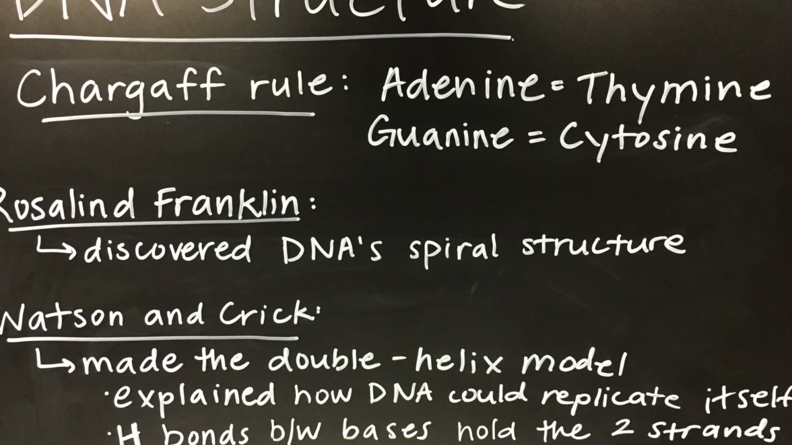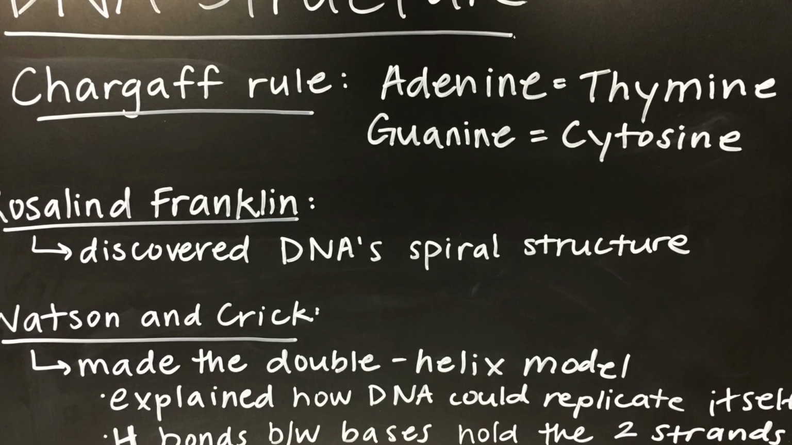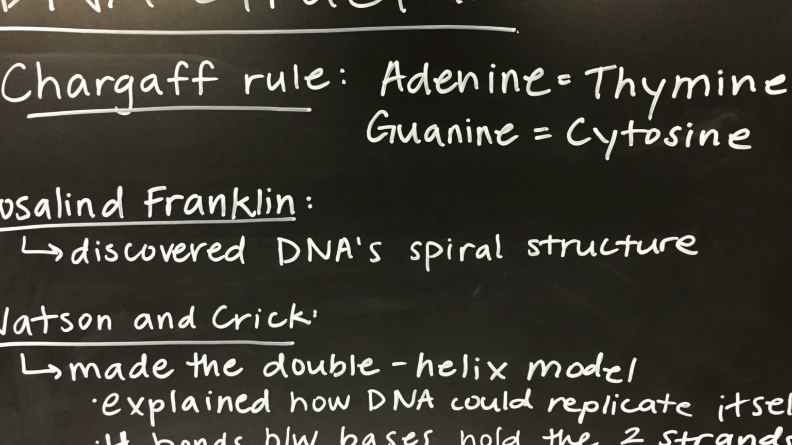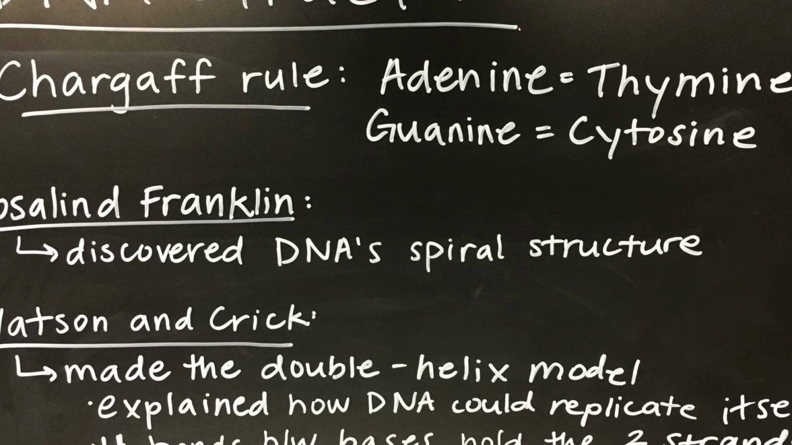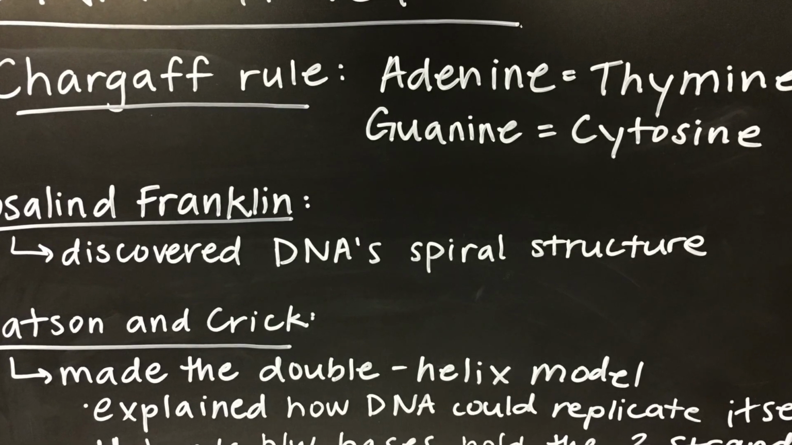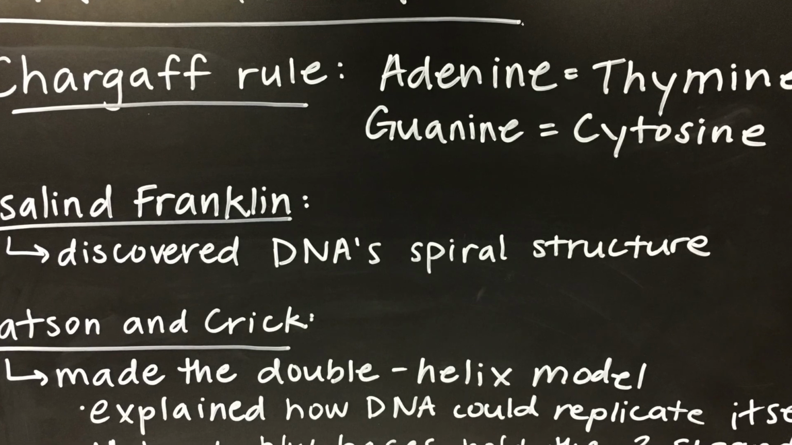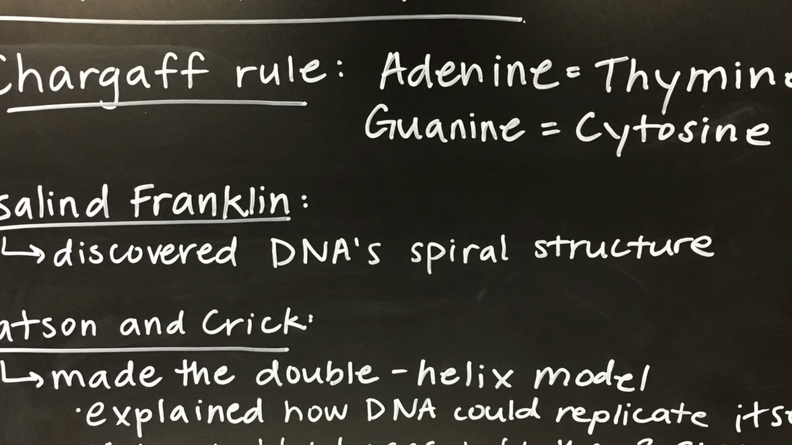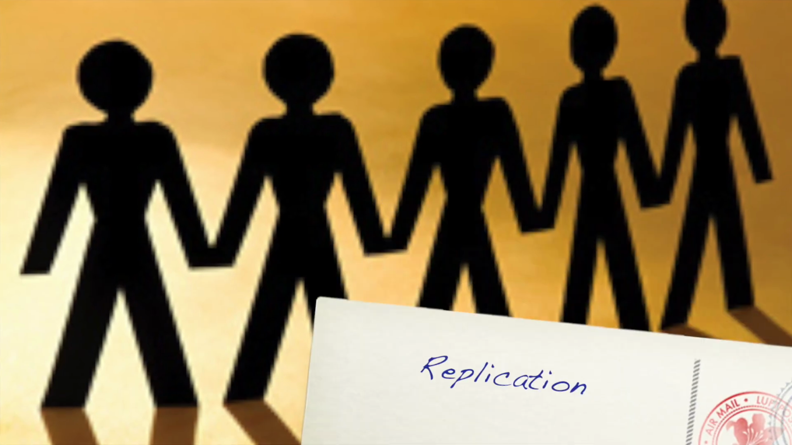Rosalind Franklin was the first scientist to discover the structure of DNA. She used an X-ray to spin DNA and found out about its spiral structure. The double helix model was made by Watson and Crick. This model explained how DNA could replicate itself and how hydrogen bonds between bases hold the 2 strands of DNA together.